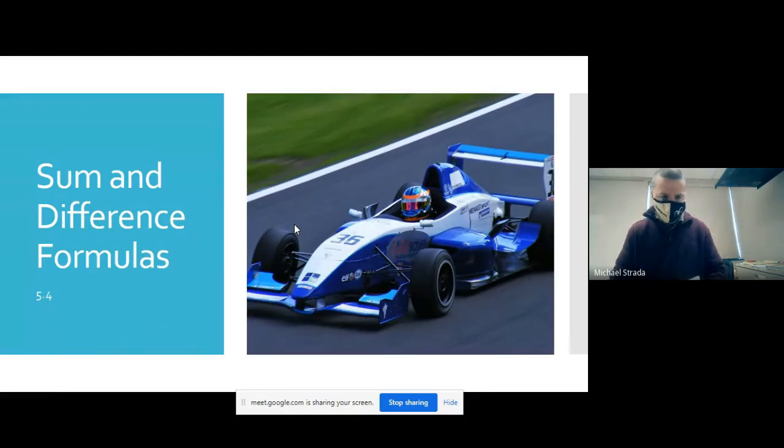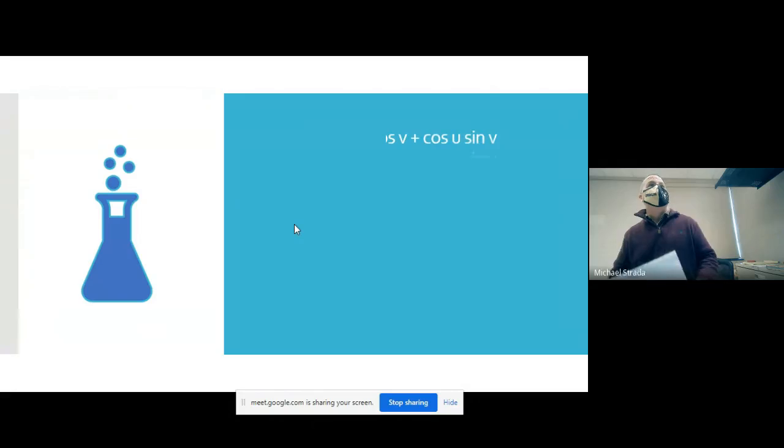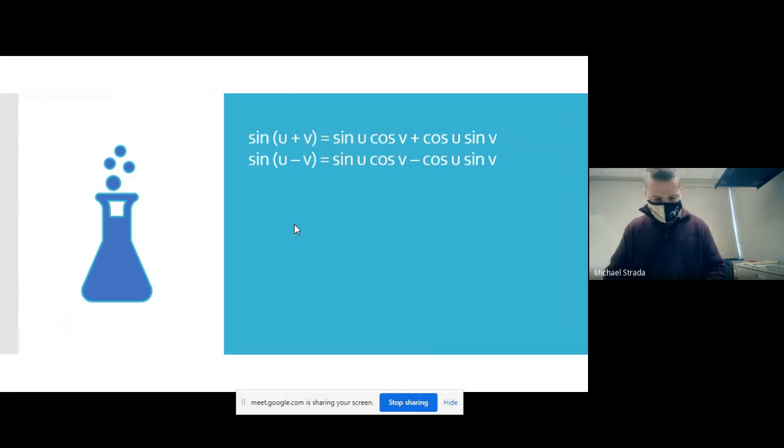All right, so we're doing what are called the sum and difference formulas. First two: sine of u plus v equals sine u cosine v plus cosine u sine v. The sine of u minus v equals sine u cosine v minus cosine u sine v.